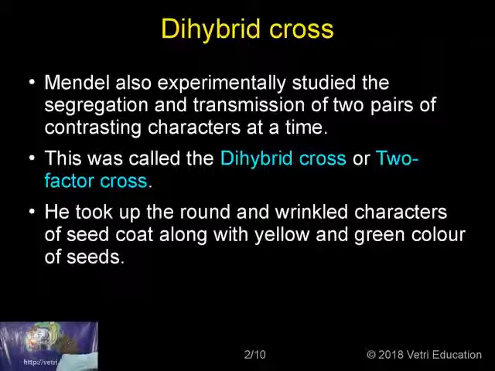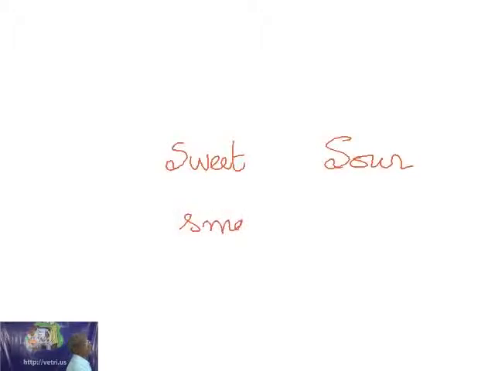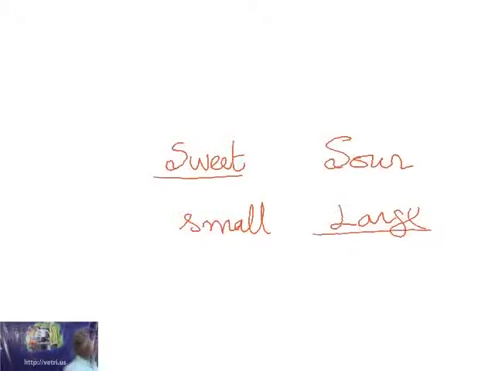For example, let's say in one plant the fruit may be sweet. In another it may be sour. Okay, so it's a contrasting character. But here the fruit is small, and here, in spite of the fact that it is sour, it could be large also. Now I want to cross these two plants with the idea that I may get a sweet fruit which is also larger in size. See, now this is a dihybrid cross.